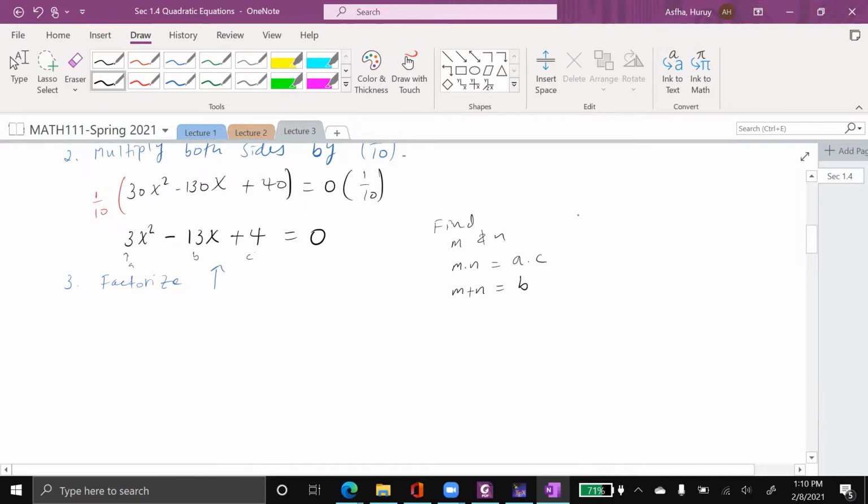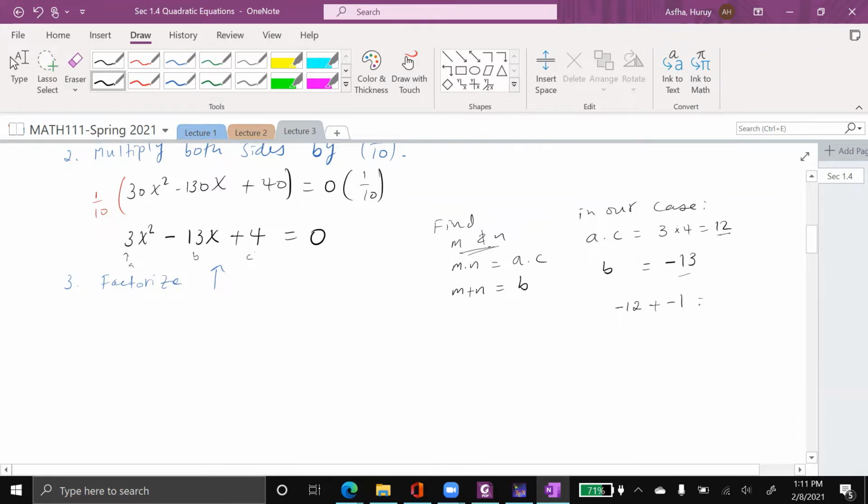Okay, so in our case, we are trying to find these two numbers M and N. A times C is 3 times 4, which is 12, and B is negative 13. Now let's try to find two numbers which satisfy this condition. Their product has to be 12, and their sum has to be negative 13. Those two numbers are negative 12 and negative 1, right?